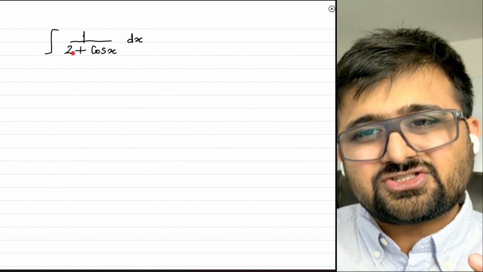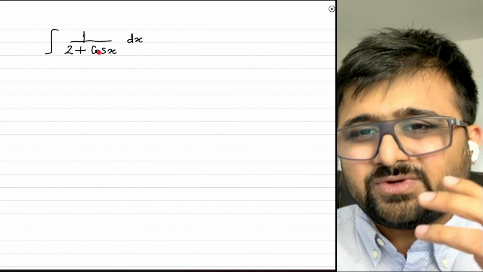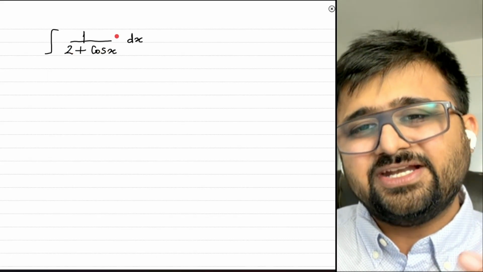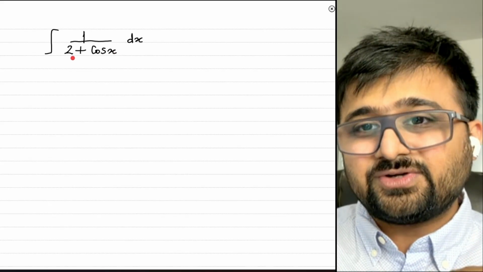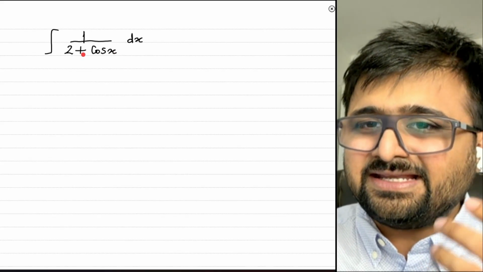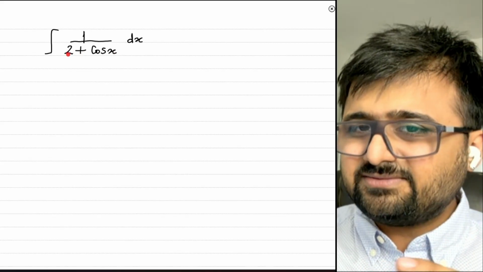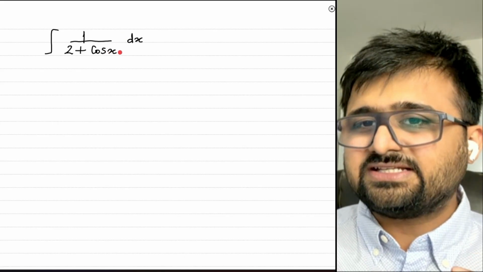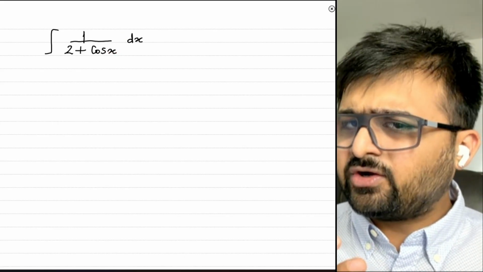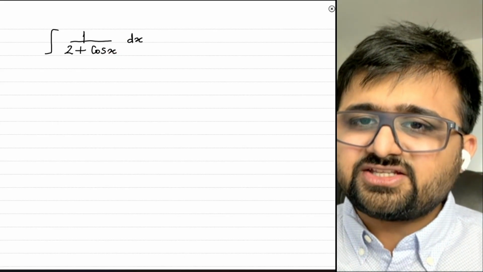If instead of this 2, it was 1 plus cos x, it would have made sense for me to multiply and divide by 1 minus cos x, because it would have turned into an identity and an easy integral thereafter. But here it doesn't make sense to multiply and divide by 2 minus cos x. So then how do we integrate this? In order to integrate this, we do something called Weierstrass substitution.